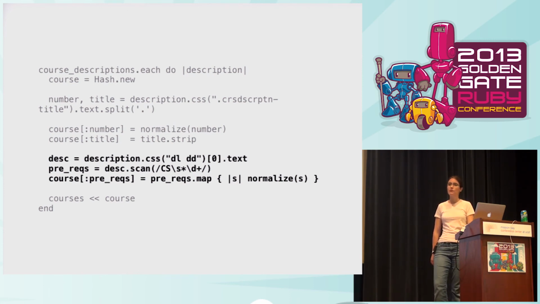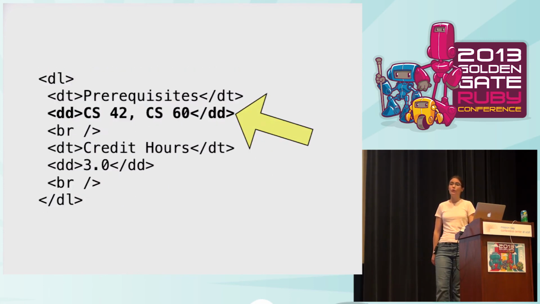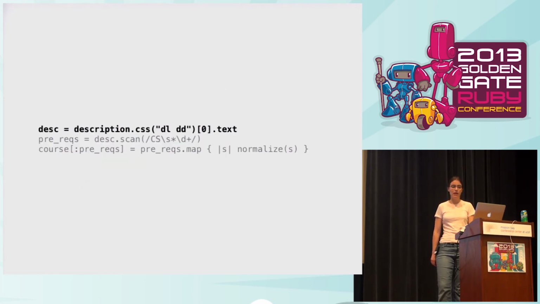So this next section parses out the prereqs. I don't know why, but the prereqs were in a definition list. Okay, we can work with this. So really what we want is the content of the first DD under a DL. CSS to the rescue again. We can pull out the first DD under the DL, or DDs under the DL, grab the first one, and then take the text of it.